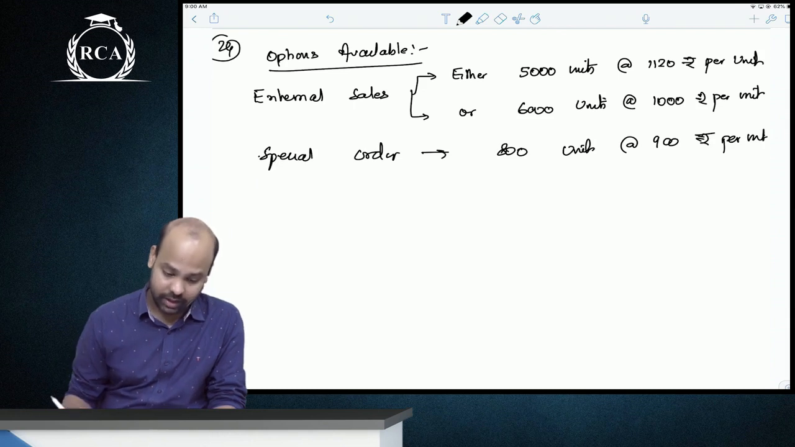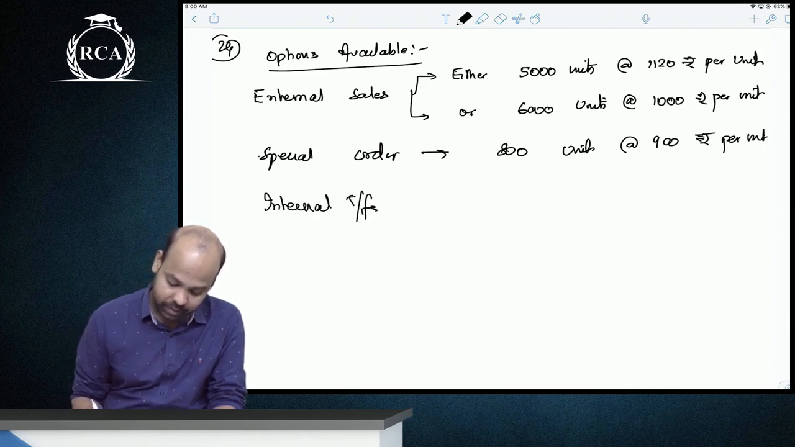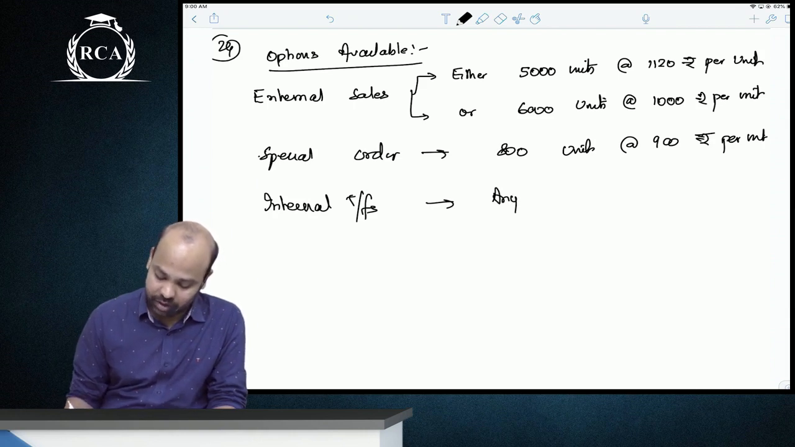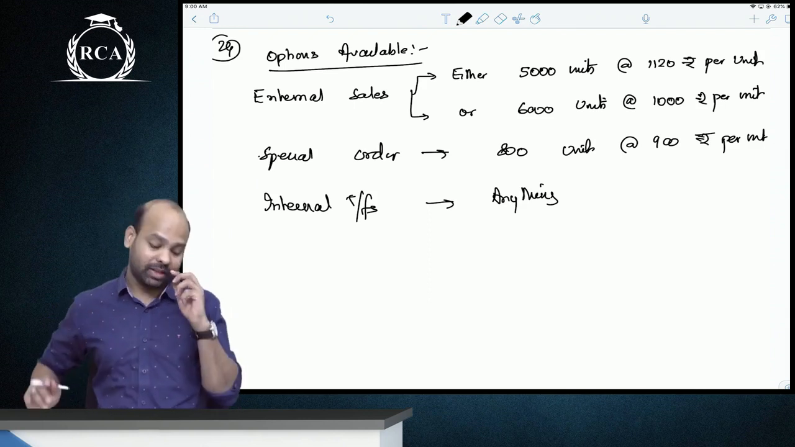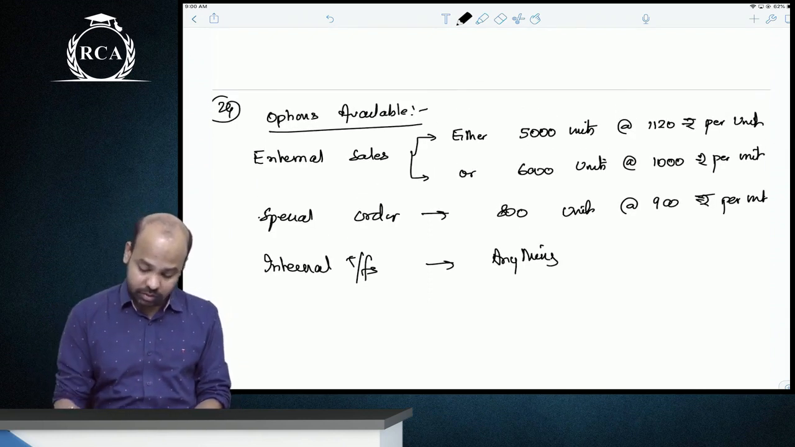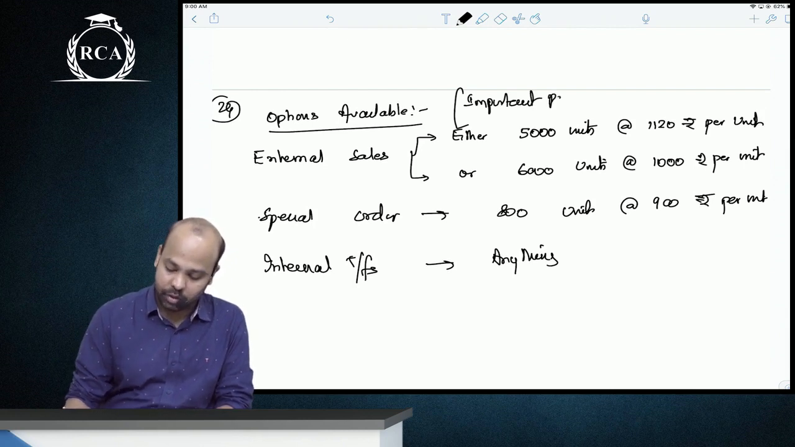And then, guys, there are internal transfers. Internal transfers as such will be anything up to 7,000 units. The most important part, beta, in this question is computation of maximum transfer price. You can write this in the question also, beta. Important part, beta, is computation of maximum transfer price. How much will the other division be willing to pay us? That is the most important part of this question.